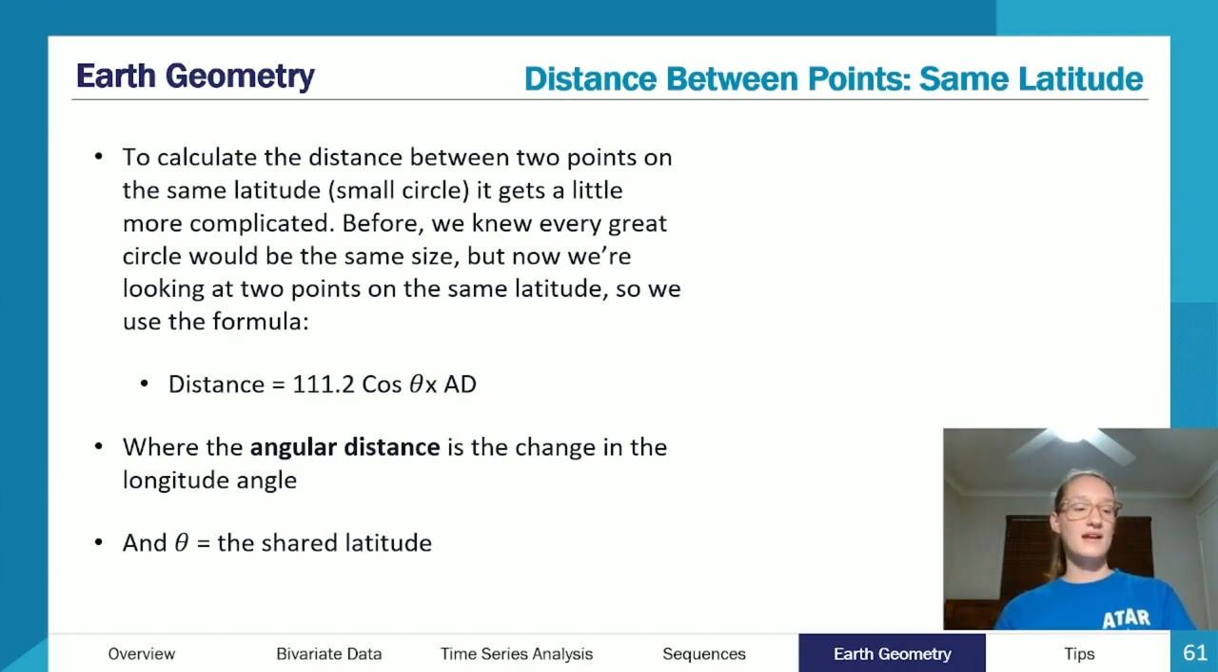But we'll do an example a bit later if we have time. So we're almost finished. We've got about 10 or so minutes left. So let's have a little bit of a talk about what we do when it's the same latitude, because I mentioned earlier that that's our bit more complicated formula.